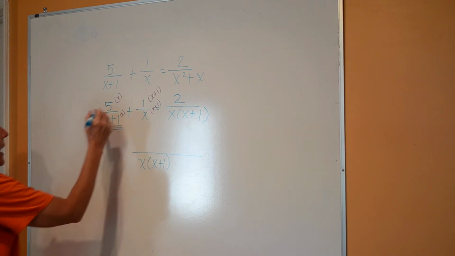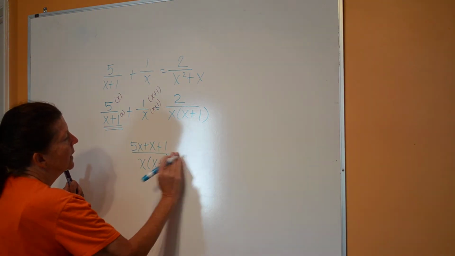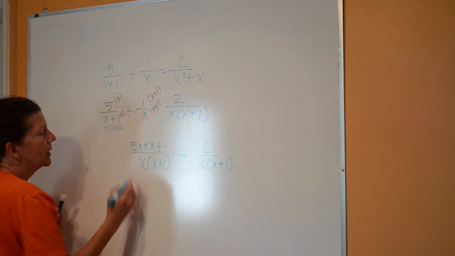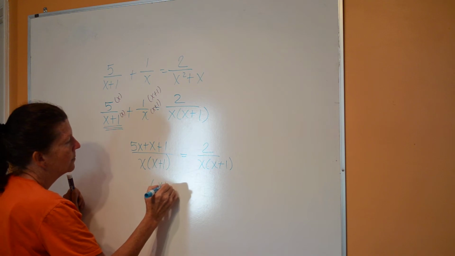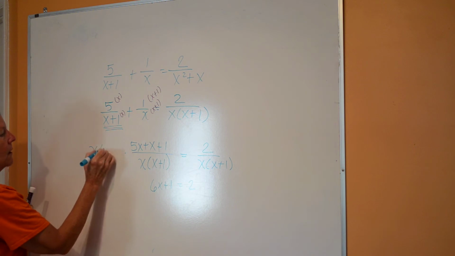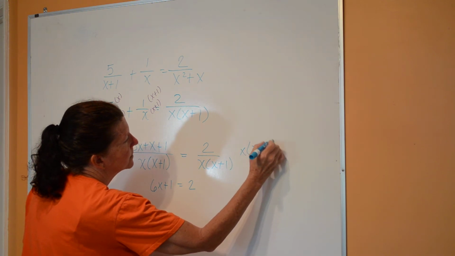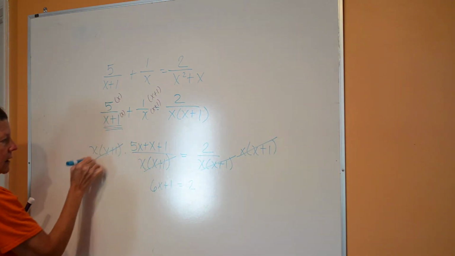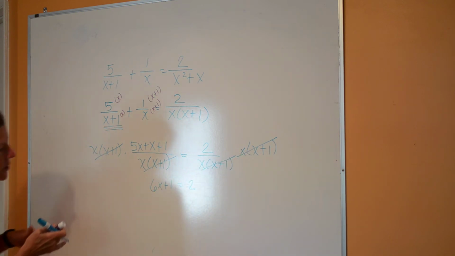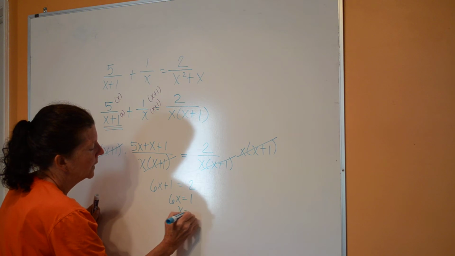All right, so I do that, I get 5x plus x plus 1 equals 2 over x times x plus 1. When I combine like terms there, I get 6x plus 1 equals 2. Now I'm going to show you, I actually am going to get rid of my denominator by multiplying both sides by x times x plus 1. That's equal to 1, that's equal to 1. So I'm left with this. So then I just solve here. I'm going to subtract the 1. So I have 6x is equal to 1, and x would equal 1/6.